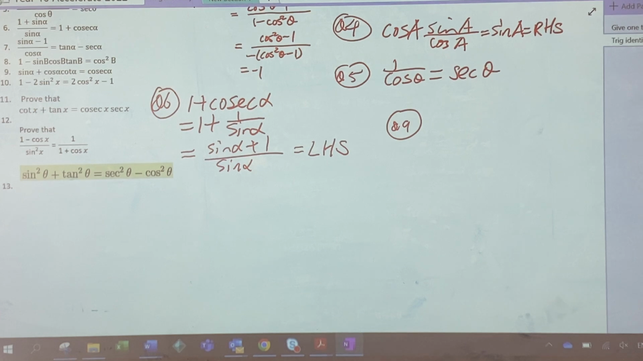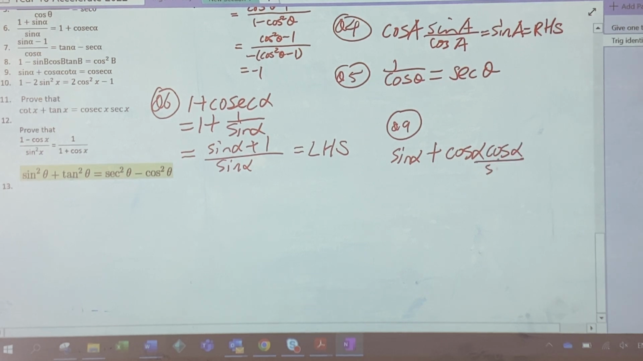Okay, let's start one by one. Sine alpha, copy down. Sine alpha plus cos alpha, copy down. Okay, what's cot? 1 over tan. What's cot? Cos over sine, right? Yeah, cos over sine. So cos over sine alpha, copy down like that.